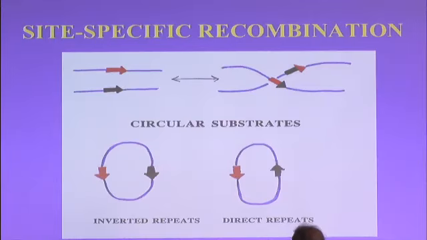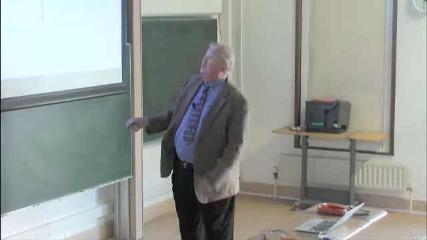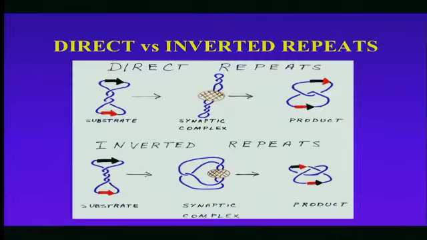So here's inverted repeats, and here's direct repeats. And I believe this is the kind that Lynn's going to do. It's directly repeated sites. And when you do, here's the enzyme bound to DNA. The difference between direct and inverted repeats is in direct repeats, here I have a supercoiled substrate with directly repeated sites. You take this arrow and it lines up with that arrow.